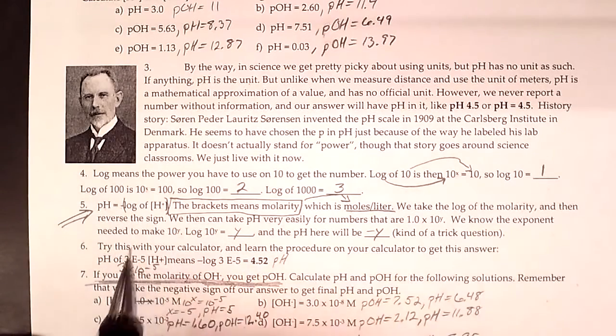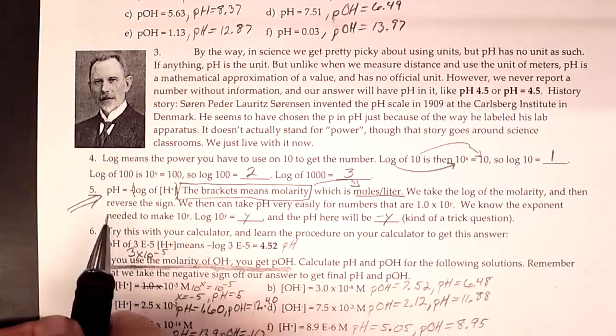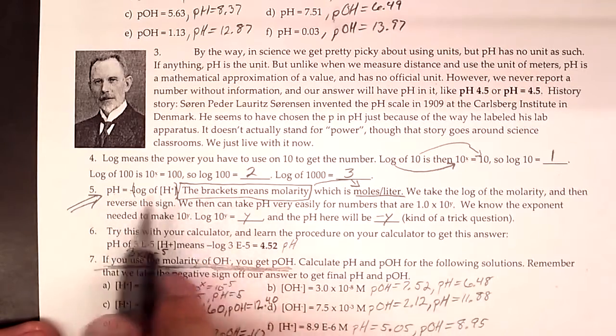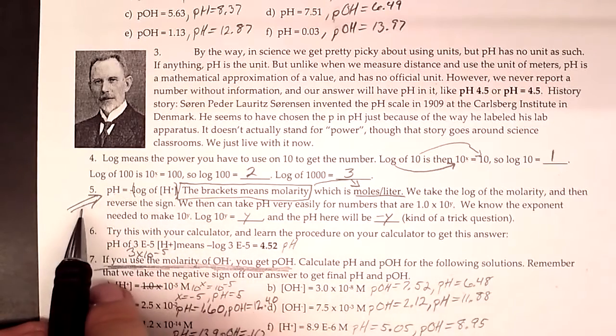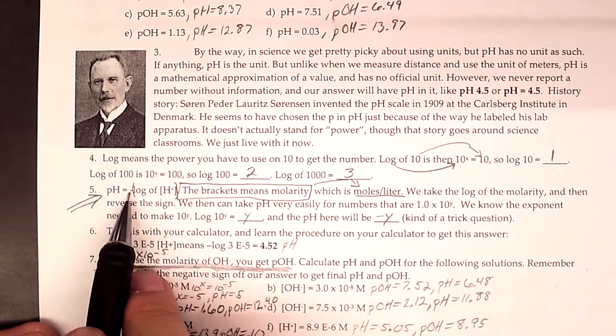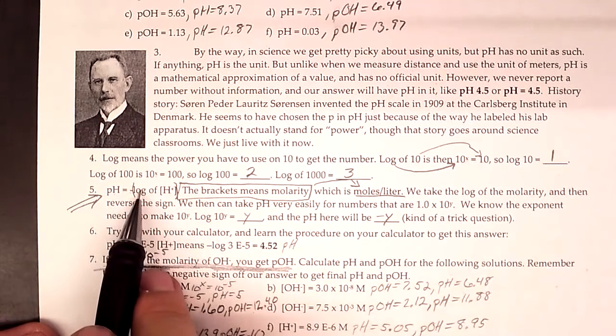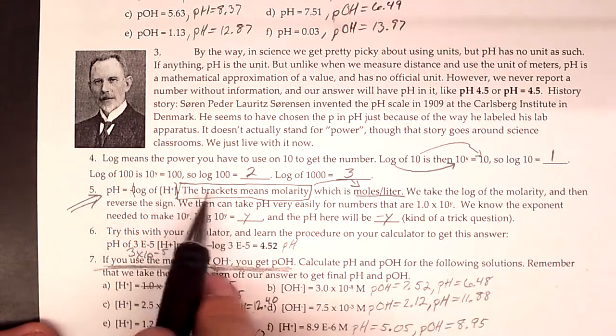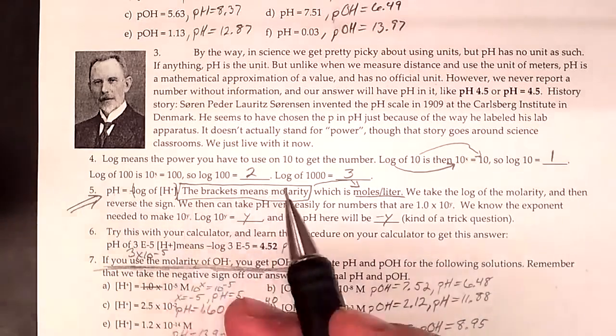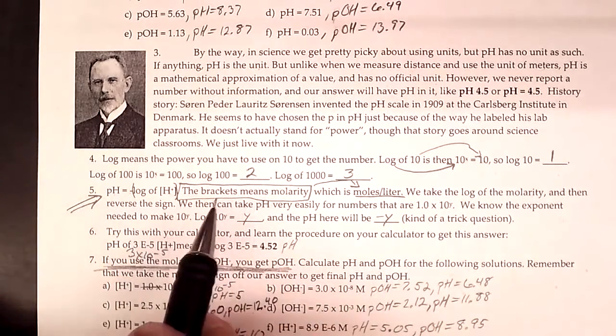That's going to come up. I would highlight this part right here. Big time. Notice the big arrow I drew? pH is the negative, don't forget the negative, of the operation of log of the H plus molarity. And the brackets means molarity. That's another piece of new information, but the brackets is molarity.